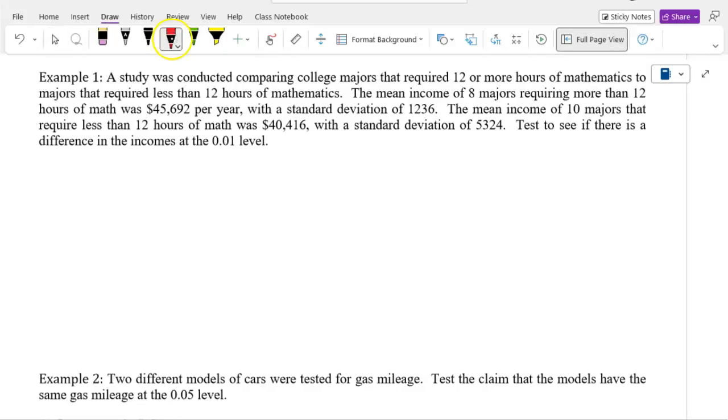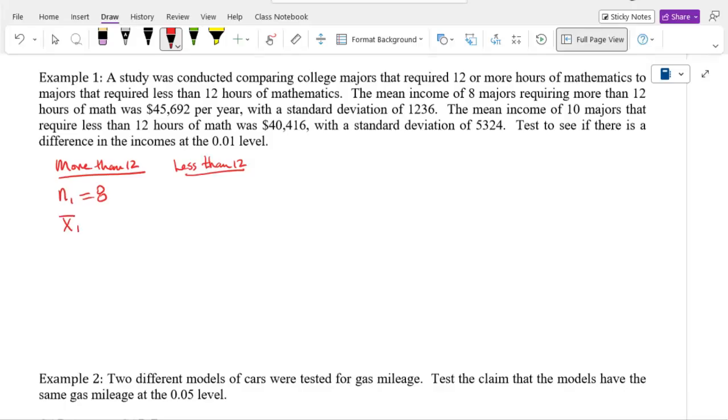These don't sound any different than what we did on the first test because they're not. The only difference will be our table, but first let's write down what we're looking at. We're going to start off with majors that require more than 12 hours of math. They were mentioned first, so that's going to be our first sample. To those that require less than 12 hours of math. The first sample had the mean income of 8 majors requiring more than 12 hours. So n1 is 8.